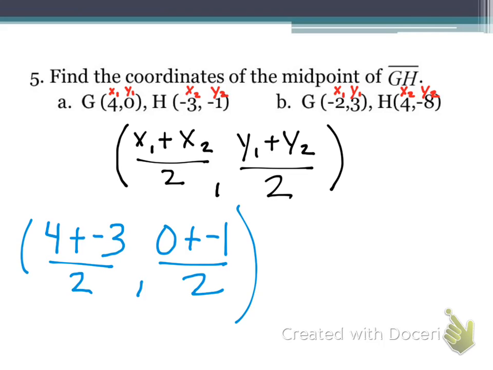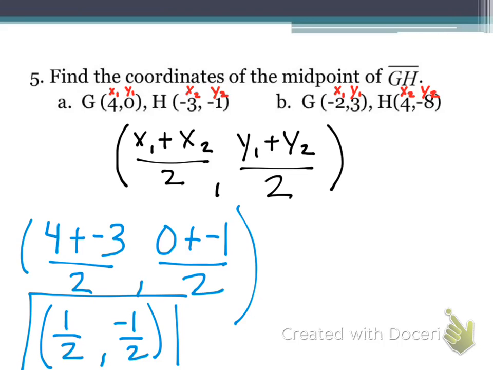And then you simplify. 4 plus -3 is 1 over 2. Can't simplify that. That's as good as it gets. 0 plus -1 is -1 over 2. That's as good as that one gets. Do you guys have any questions on part A?